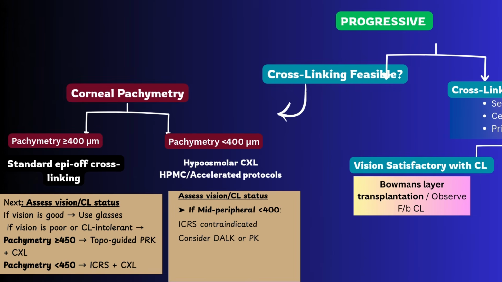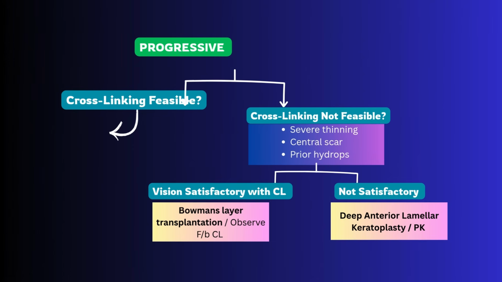Progressive keratoconus, the key question here is, is cross linking feasible? This depends primarily on the pachymetry. If cross linking is feasible, choose the appropriate technique, epi-on, epi-off, or accelerated, based upon the corneal thickness and surgeon's preference. If the cross linking is not feasible, you explore other interventions like Bowman's layer transplantation in patients who still achieve good vision with contact lenses, or go for deep anterior lamellar keratoplasty or penetrating keratoplasty when visual rehabilitation fails.